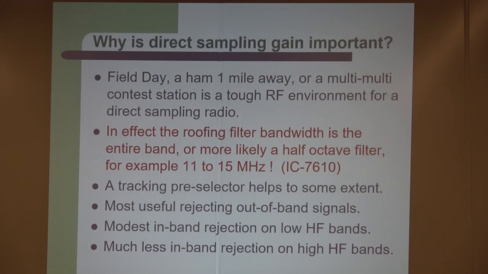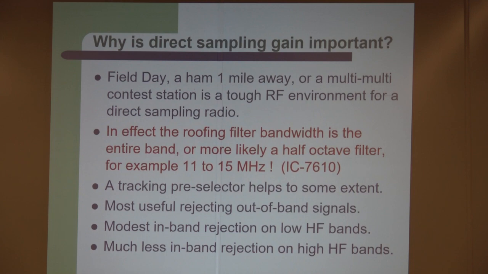This is something that was just touched on in the previous case in Field Day, a ham a mile away, multi-multi contest. Well, the direct sampling radios have no roofing filters. They're going to have either a bandpass filter, in the case of the new Flex 6600, which has bandpass filters unless you go into general coverage mode. But most of the time we have what's called a half octave filter.